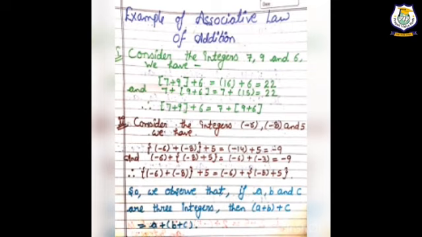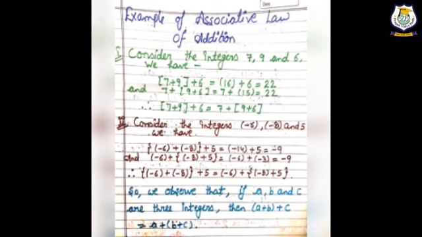Now here are some examples of the associative law of addition. In this we will take the first example. In that example I will consider a few integers. All the integers are positive integers. So the first is 7, the second is 9 and the third is 6. And we will put all these numbers in that identity.